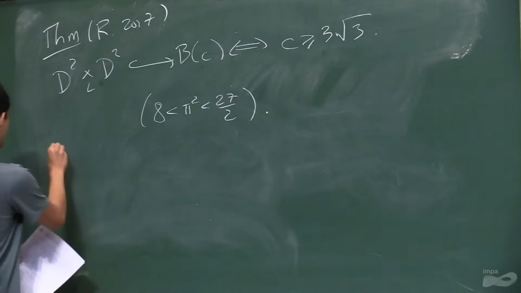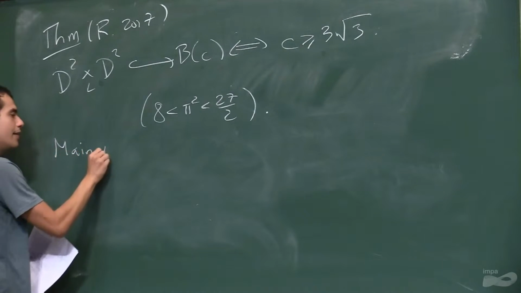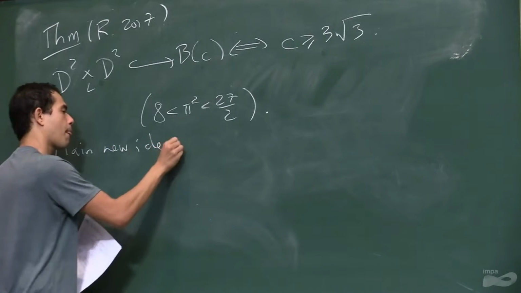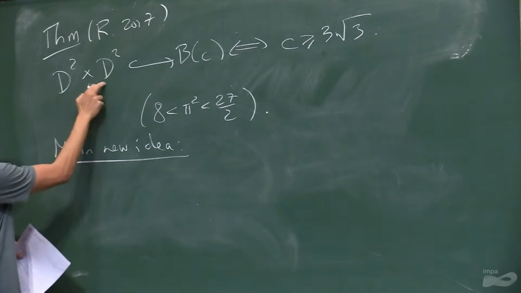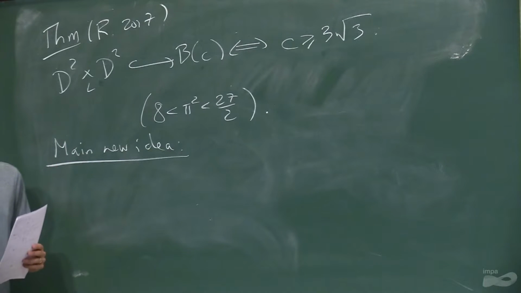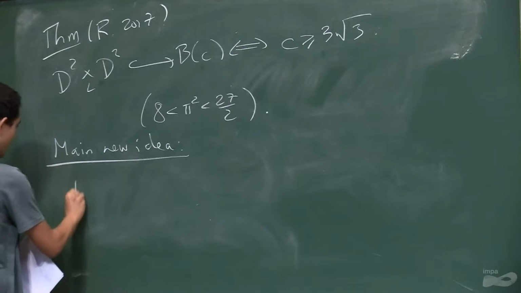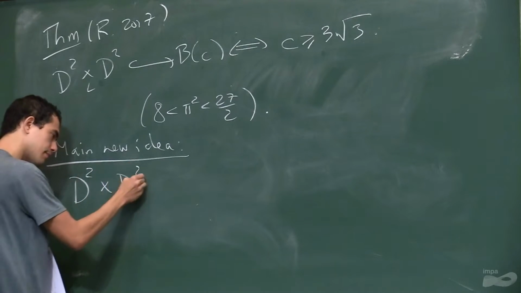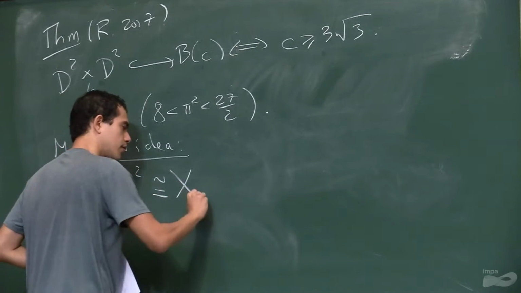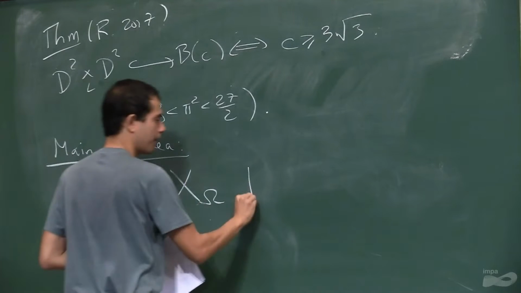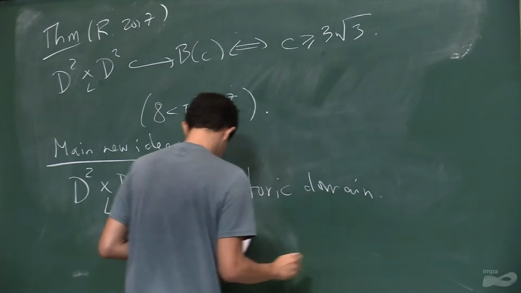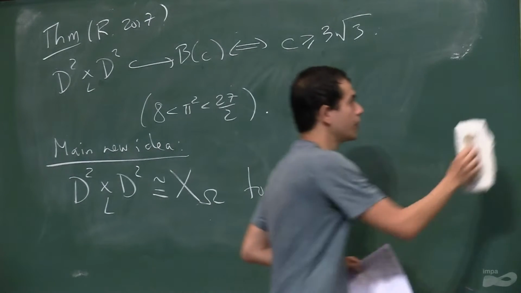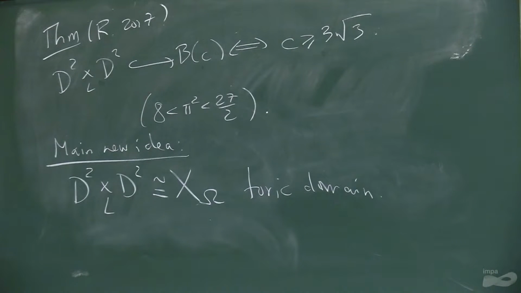So let me just tell you what the main new idea here is. The main new idea is to show that this guy is actually a toric domain. So this guy is symplectomorphic to what's called a toric domain. So what's a toric domain? I think many of you know what it is, but let me just define it for those who don't.